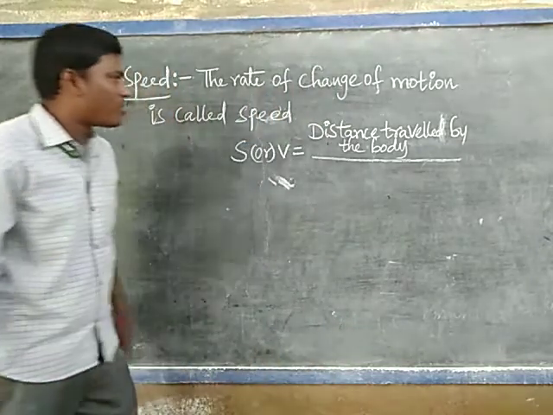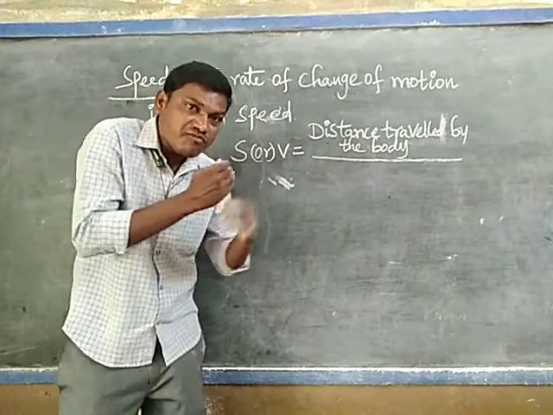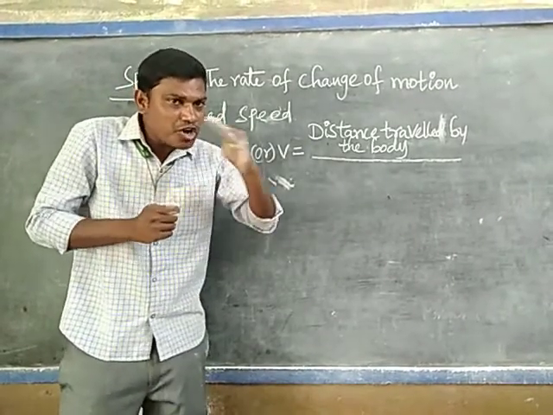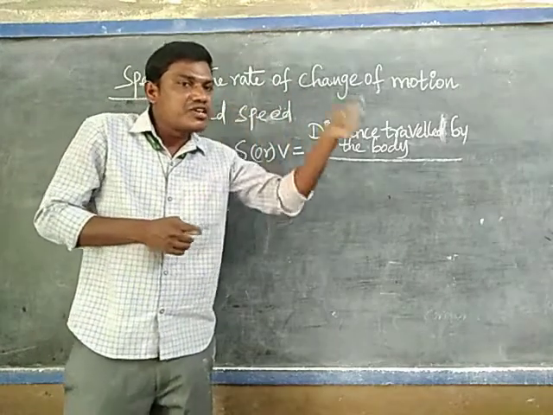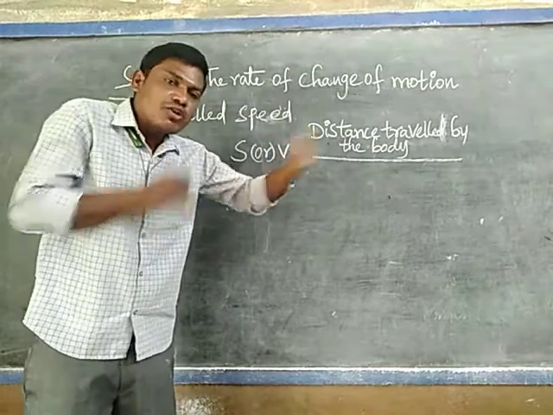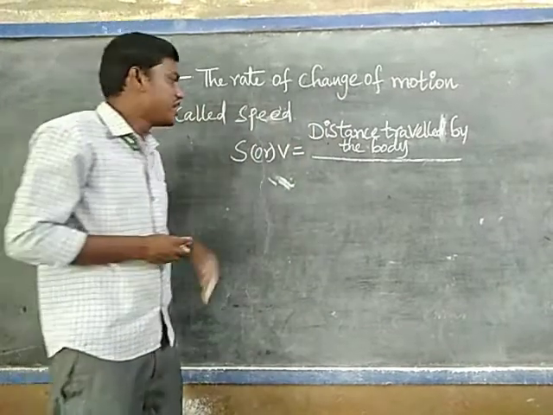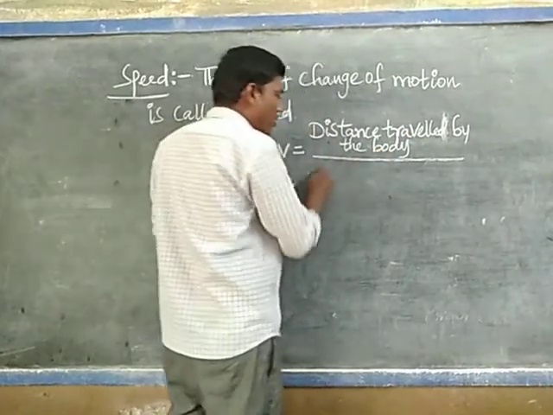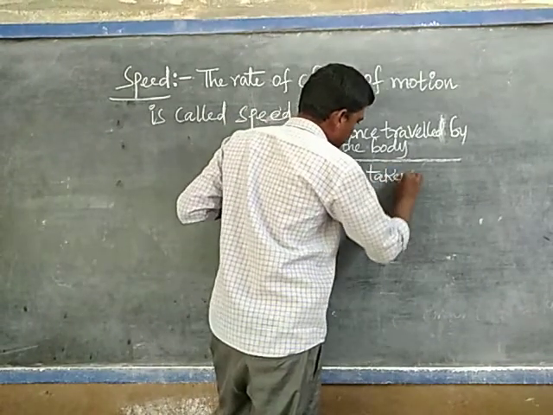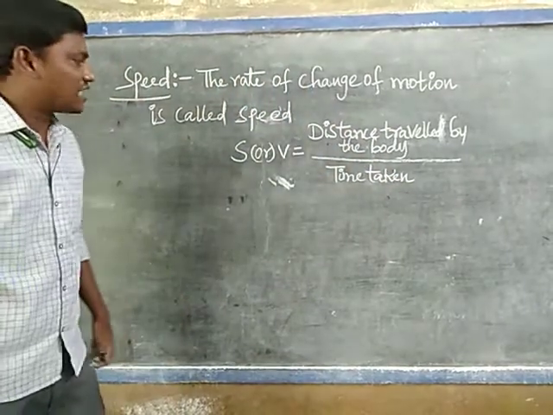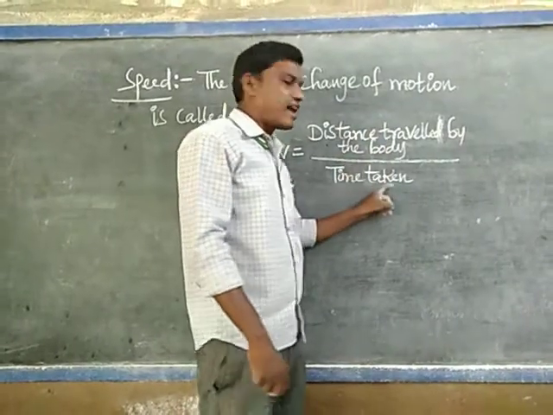Distance traveled by the body. The rate of change of motion means motion is changing. What is the meaning of motion? I already said that clearly: the position of your body changes with respect to time and surroundings, then you can say that the body is in motion. If the body is in motion, its distance changes gradually or continuously. That's why speed is equal to the distance traveled by the body upon the time taken to cover that distance.